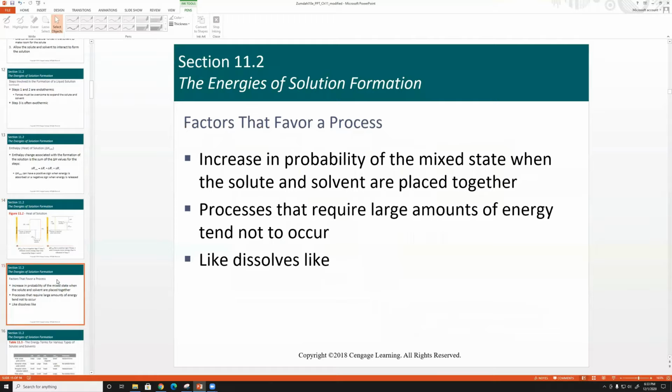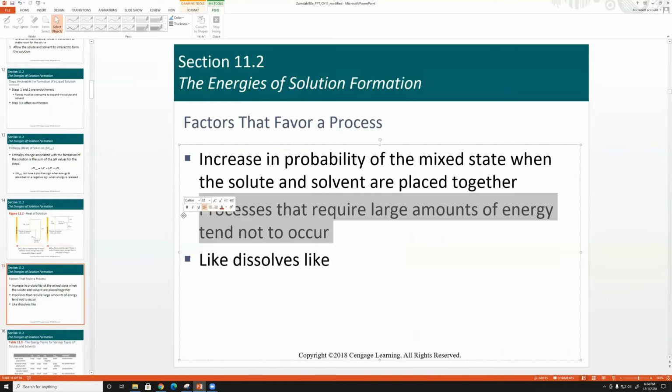Okay, so factors that favor a process, we talked about this already. Increased probability of the mixing states when a solute and a solvent are placed together. This basically means like dissolves like, meaning polar dissolves polar, non-polar dissolves non-polar. And processes that require large amounts of energy tend to not occur. This goes into the whole theme of the course, where things tend to happen in nature that are energetically favorable and leave atoms and molecules in an energetically favorable state.